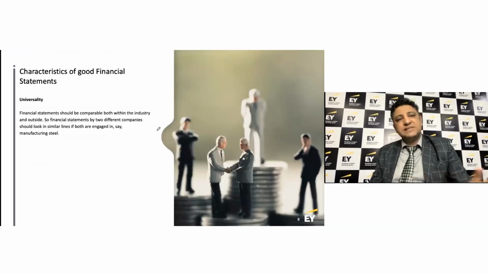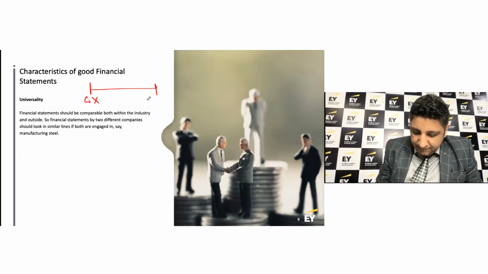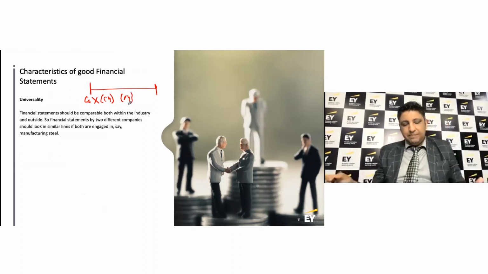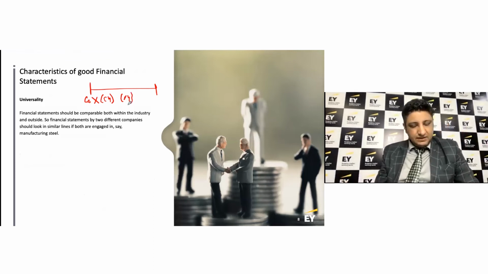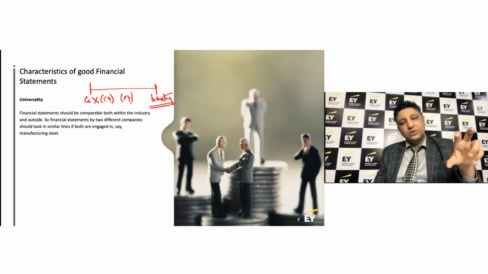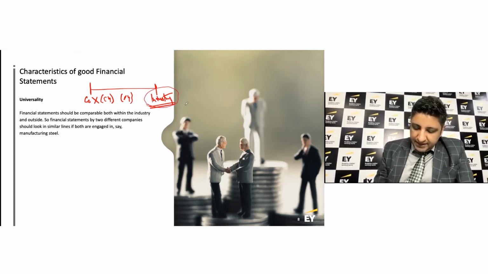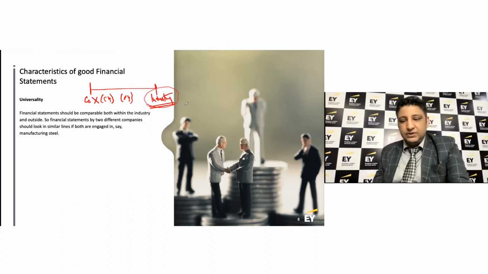The universality is basically all about comparability, and importantly, Ind AS 1 also reflects that. If I say I'm looking at company X preparing its set of financial statements, the comparison has to be both for company X's current year and prior year. At the same time, it also has to be comparable with the industry. So it is not only confined to me comparing my own performance with respect to the previous accounting period. It is also to do with how I am performing as compared to the industry peer.